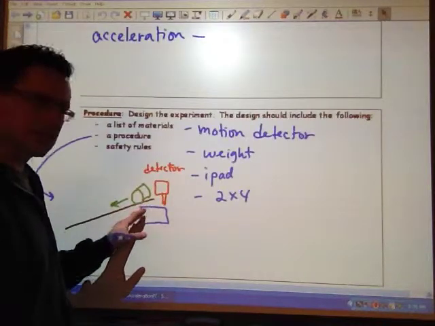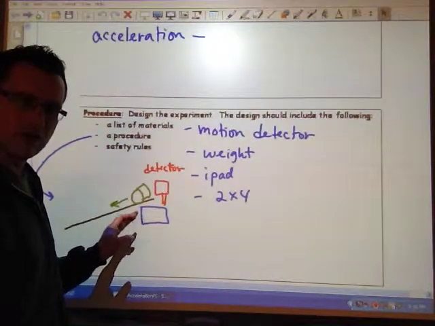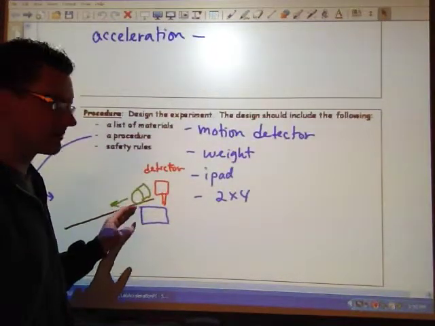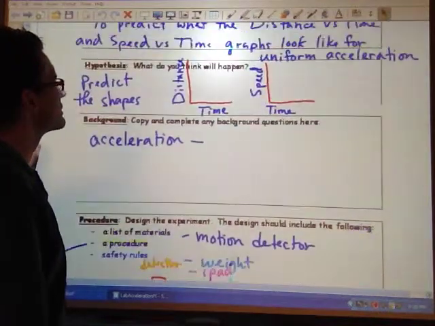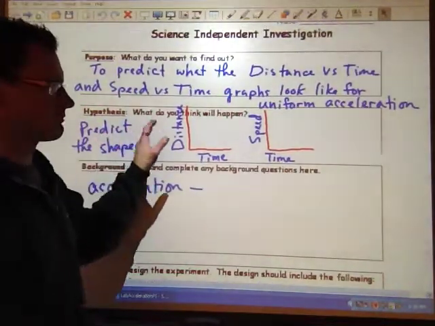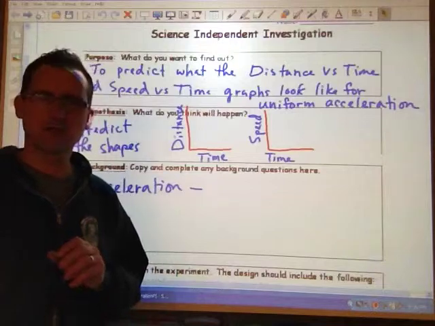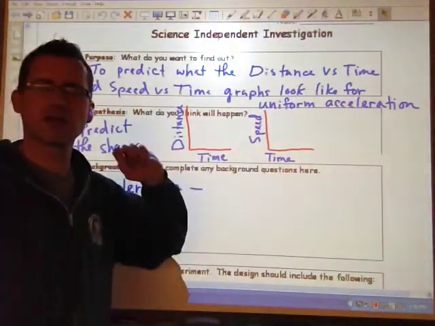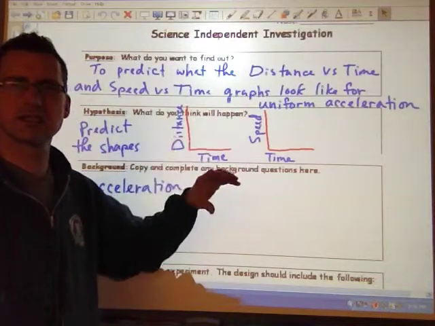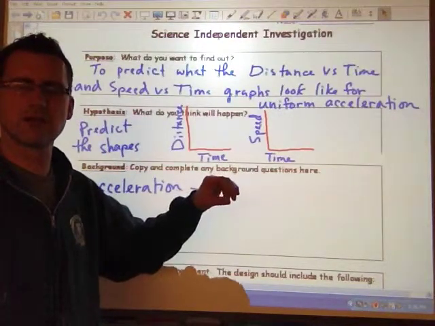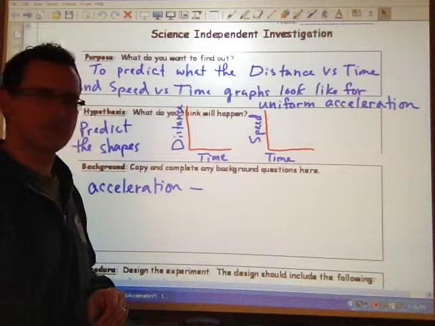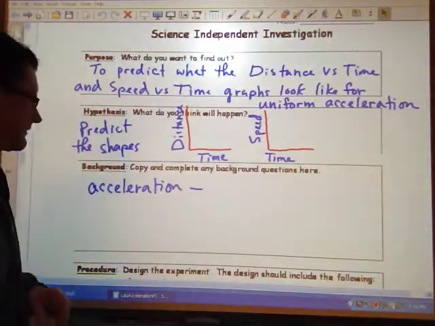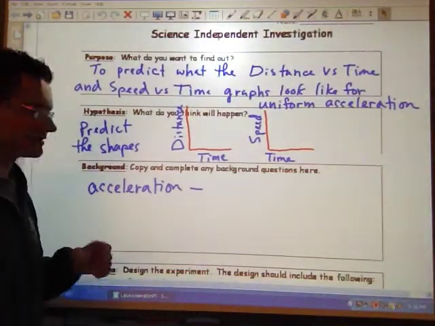So what would a distance time graph look like? And what would a speed versus time graph look like? So that's what you're going to predict there. You should be able to figure out the distance time graph from the experience you had with the earlier sections. But for a speed time graph, think about what happens to speed as it accelerates down the plank. What will that look like? Over here, just simply define what acceleration is. So look back in your notes.